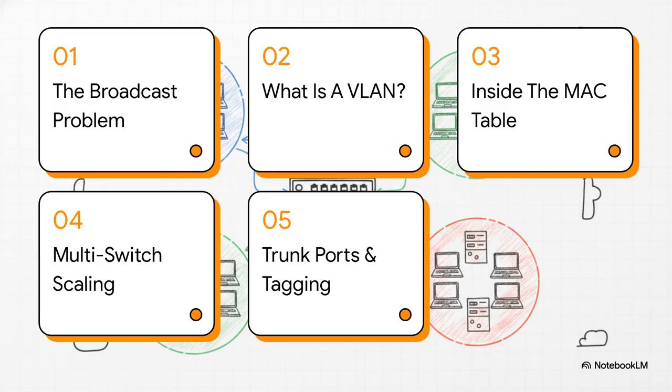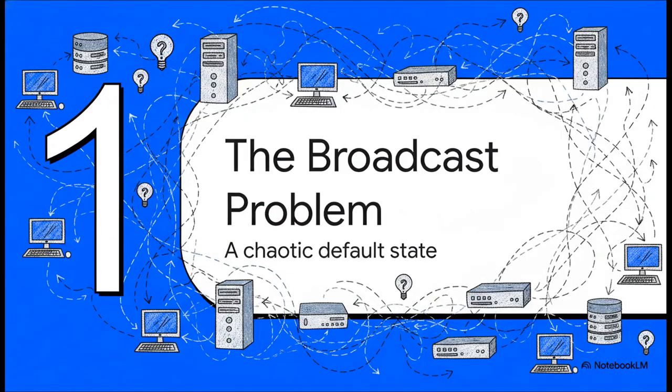So here's our roadmap for today. First, we'll look at the broadcast problem. Then, what is a VLAN? After that, we'll go inside the MAC table, tackle multi-switch scaling, and finally wrap up with trunk ports and tagging. All right, part one, the broadcast problem.